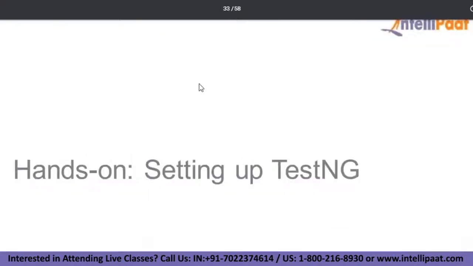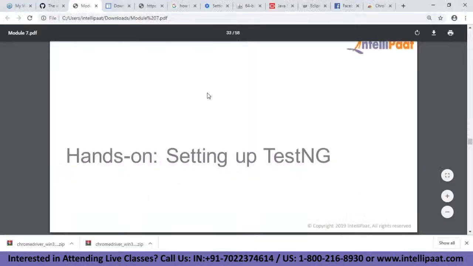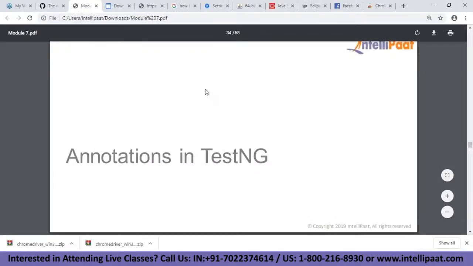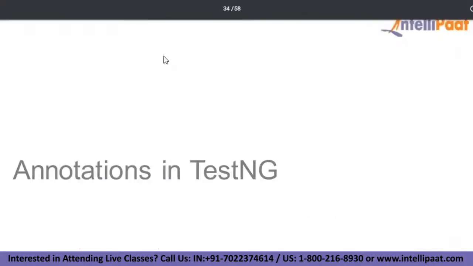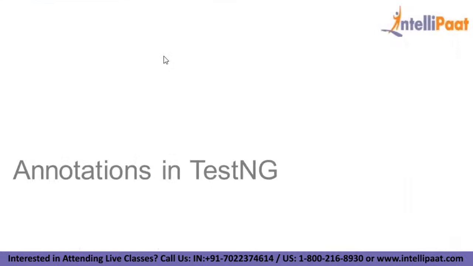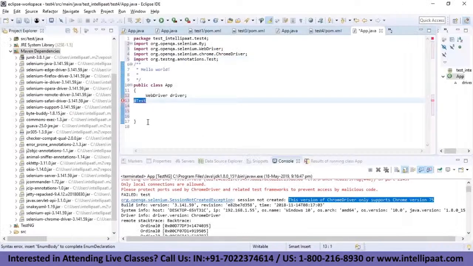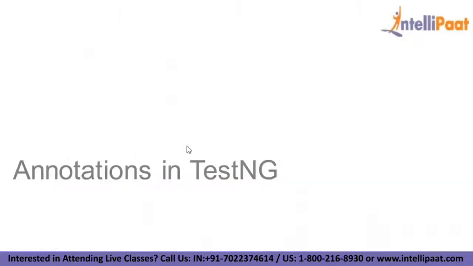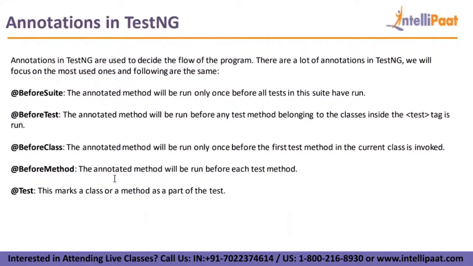Let's come back to a browser, and now let's understand how can we use TestNG. So TestNG uses something called annotations, which I told you are nothing but these kind of texts, which are @test or @before method or @before class. Why do we use them? Let's understand that. So annotations in TestNG are used to decide the flow of the program, which means now your program can be structured in any sequence that you want, right?